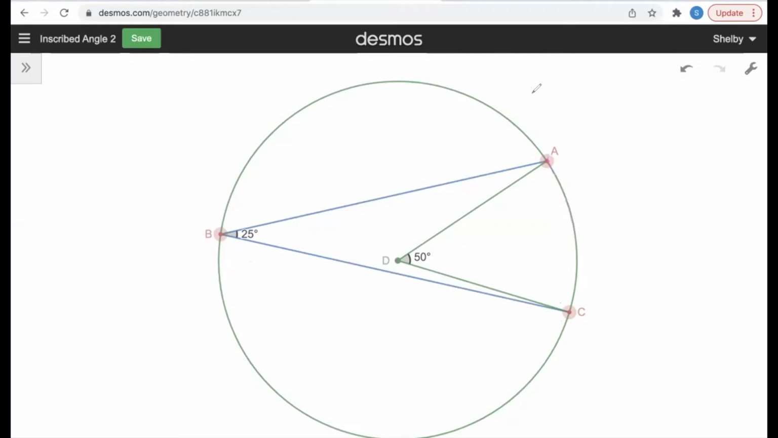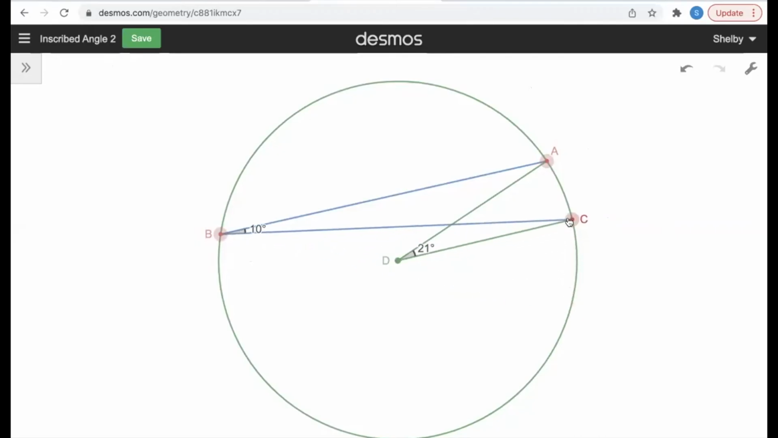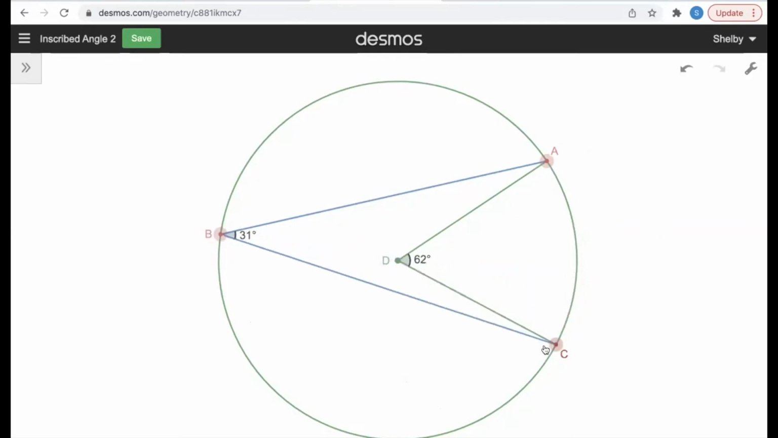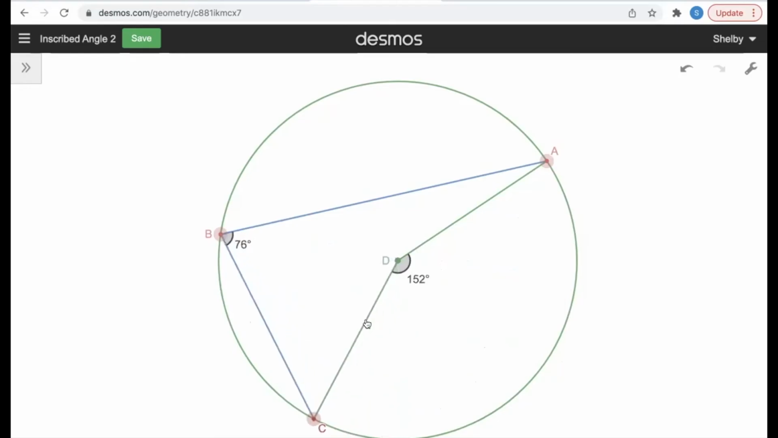And so even if we look at some smaller inscribed angles, so if we move A and C closer together, the measure of that inscribed angle is still half the measure of its intercepted arc, or half the measure of the central angle. And even as that angle gets bigger, so let's say we make the inscribed angle all the way up to 72 degrees, then notice that it is still half of the measure of this intercepted arc.